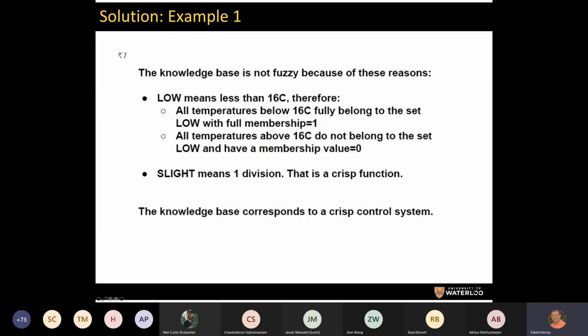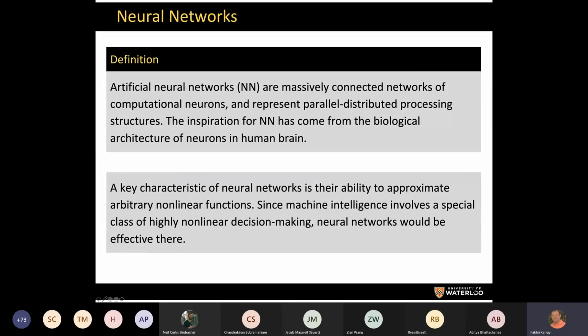So let me talk about the neural network, which is going to be one of our major representations for our major modules in this course. Neural networks are, in a very brief description, massively connected networks of computational neurons, and represent a parallel distributed processing structure. If we go back to the second or third slide that I shared with you today, you remember the early perceptron model. The early perceptron model is the parent of this type of neural network.